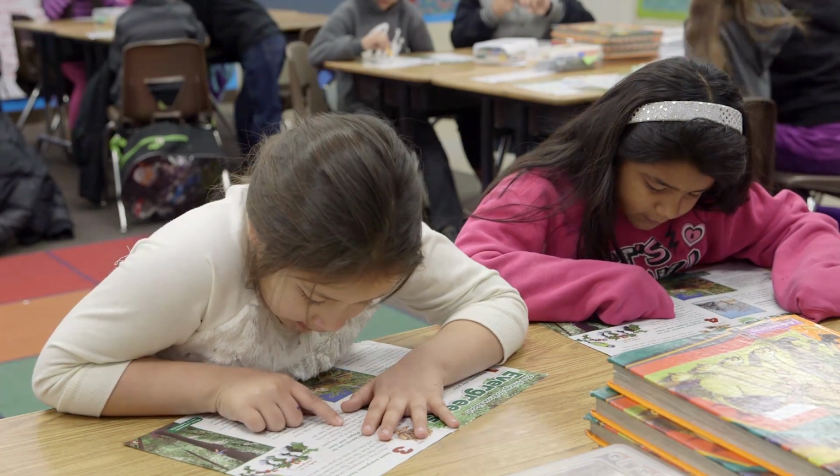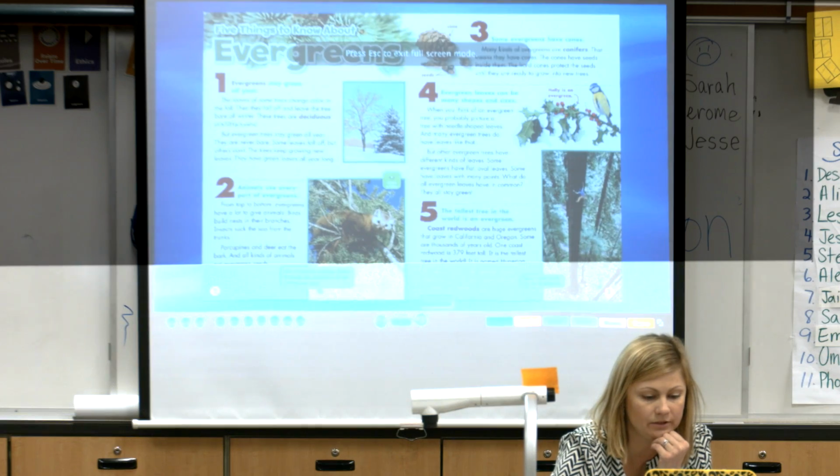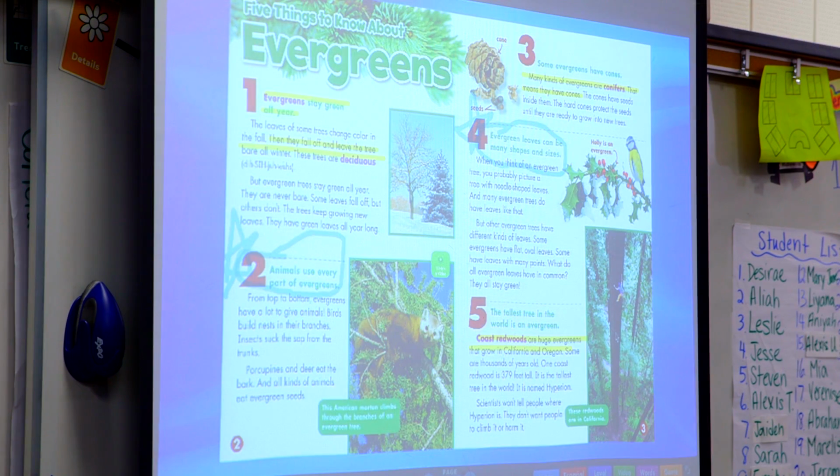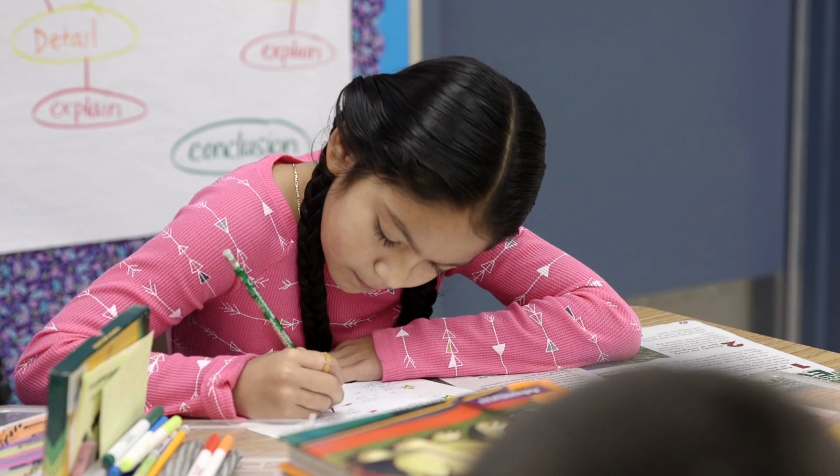The students read a Scholastic News article on evergreen trees. We went over it on the Scholastic News website. We highlighted some details, circled some explanations, highlighted some important words and definitions, and then they used the article to do their planning on their T-chart.